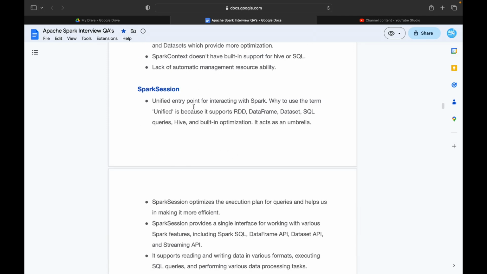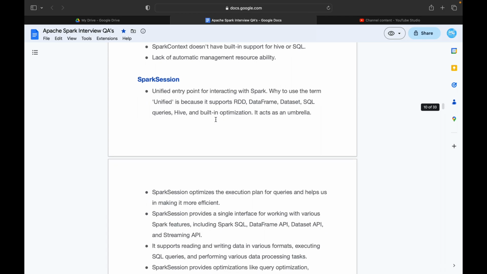It is a unified entry point for interacting with Spark. When I say unified, it is because it supports RDD, data frame, dataset, SQL queries, Hive, and built-in optimization. It acts as an umbrella. So everything will come under this Spark session itself, and it is supported in the latest version of Spark.